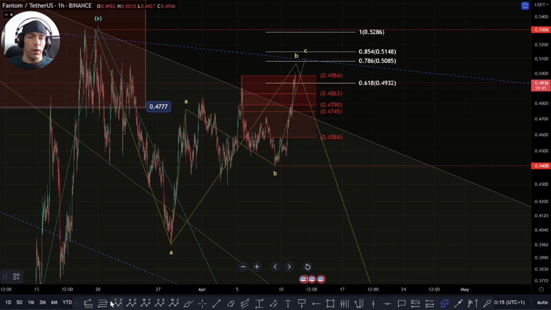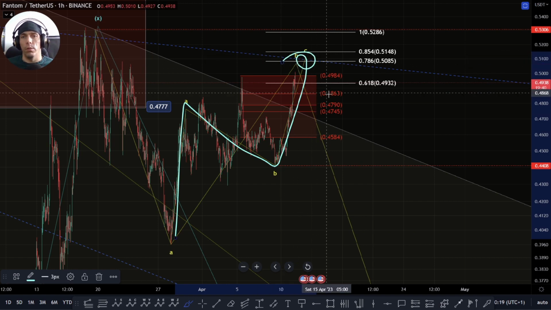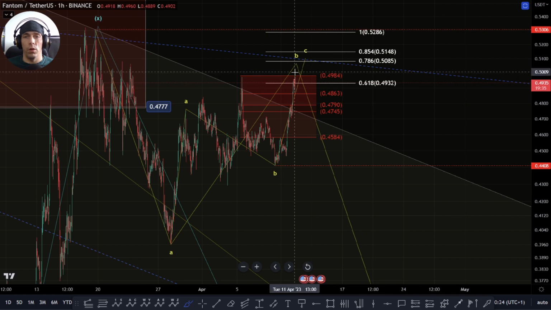But if we fail to reach that, some other interesting zones are we've actually come past this 0.618. So, technically speaking, this move as an A, B, and a C, that could actually be completed already here, because we've come past this 0.618. So we'll have to monitor this.